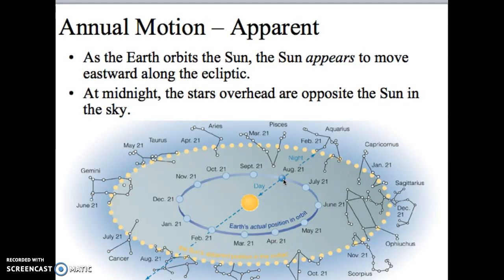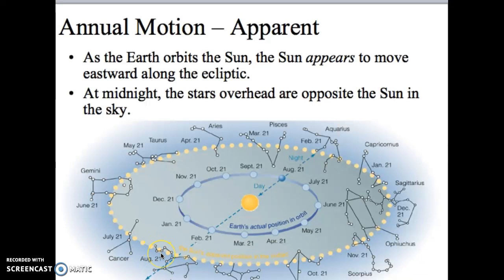We have the annual motion of the planet Earth going around the sun in 365 days. So this annual motion of the Earth causes different constellations and different stars to be seen in relationship to where we are in the night sky.